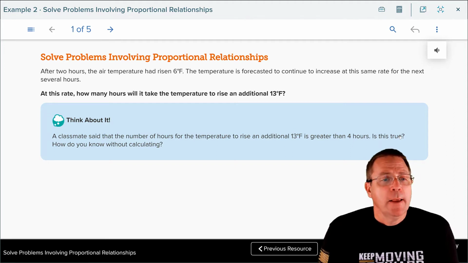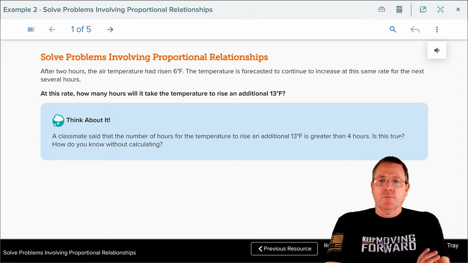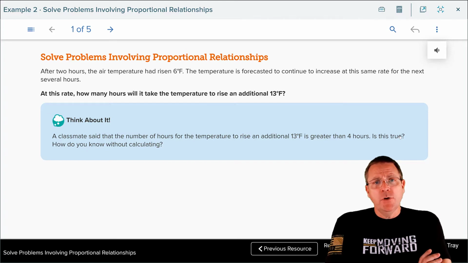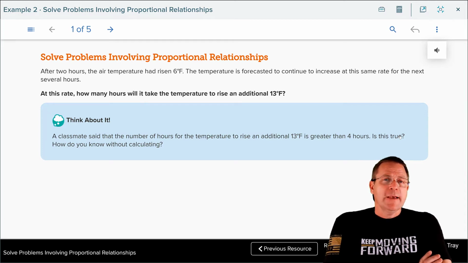Well, let's see. Think about it. A classmate said that the number of hours it takes the temperature to rise the additional 13 degrees Fahrenheit is greater than 4 hours. Is that true? How do you know without calculating? Just doing a quick rough estimate, it took 2 hours to rise 6 degrees. So if I doubled 2 and doubled 6, that would give me 4 hours and 12 degrees. We're still not at 13, so yes, it's going to take more than 4 hours to get to 13 degrees Fahrenheit.